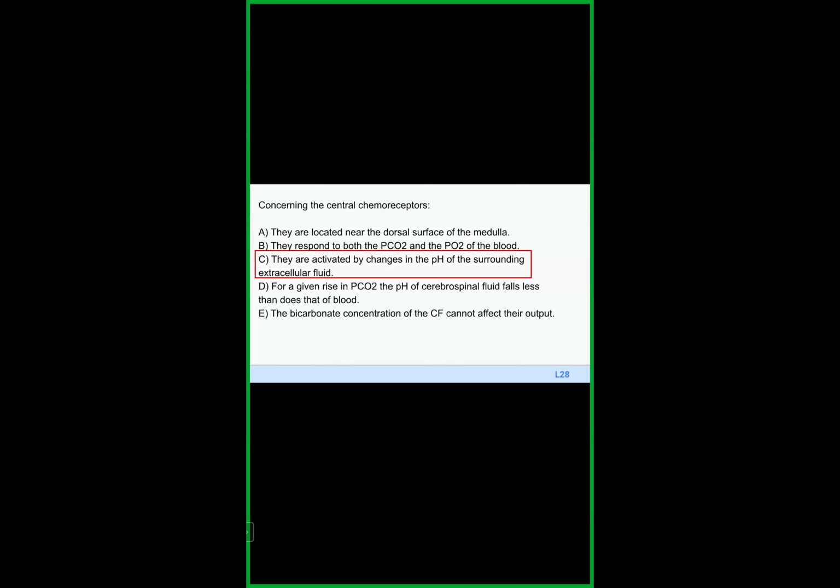Someone asked, do they respond to CO2 or pH? I think you're referring to the central chemoreceptors. The central chemoreceptors respond to changes in hydrogen ion concentration, and they're inactivated by cold and anesthetic. So basically, an increase in PCO2 would have an indirect effect on the hydrogen ions, which would then decrease the pH. So you could say indirectly PCO2 affects the central chemoreceptors, but the main thing is that the central chemoreceptors respond directly to changes in the pH.